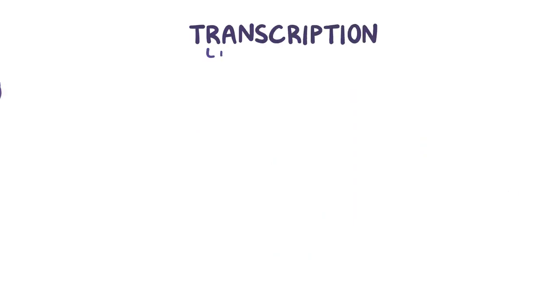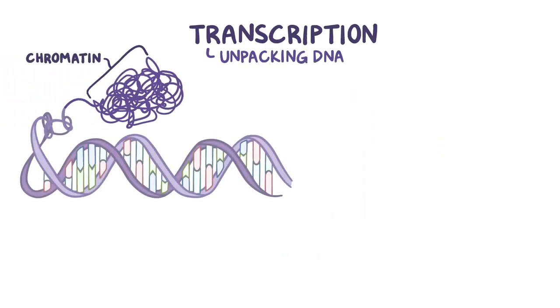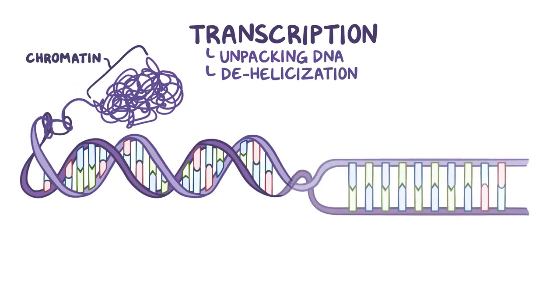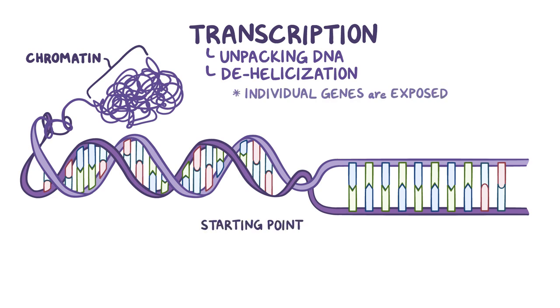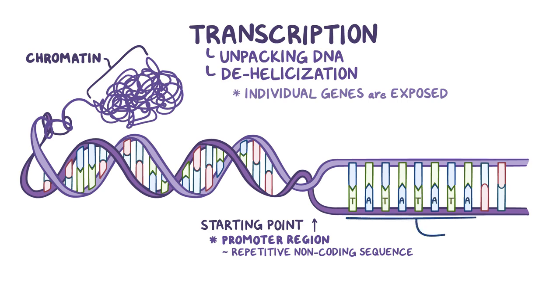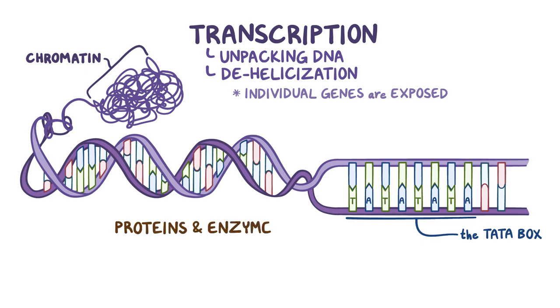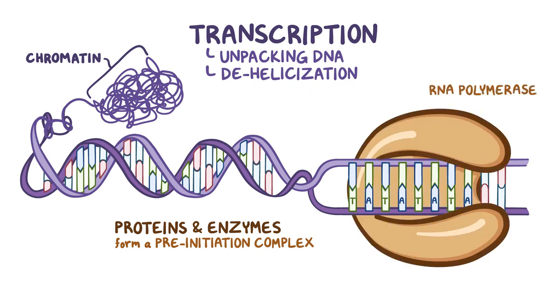Now, transcription starts with the unpacking of DNA from chromatin and dehelicization, meaning that the double helix unwinds a bit so that the individual genes are exposed. The starting point of a gene is determined by a promoter region, which is a repetitive, non-coding sequence of nucleotides. For example, the TATA sequence is one super famous promoter, called the TATA box, and it marks where to start transcribing. A few dozen proteins and enzymes come together to form what's called a pre-initiation complex around the promoter, also featuring an enzyme called RNA polymerase.